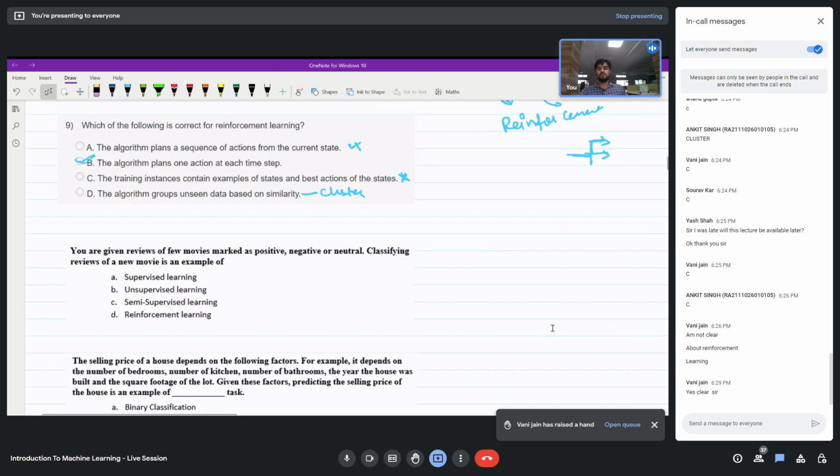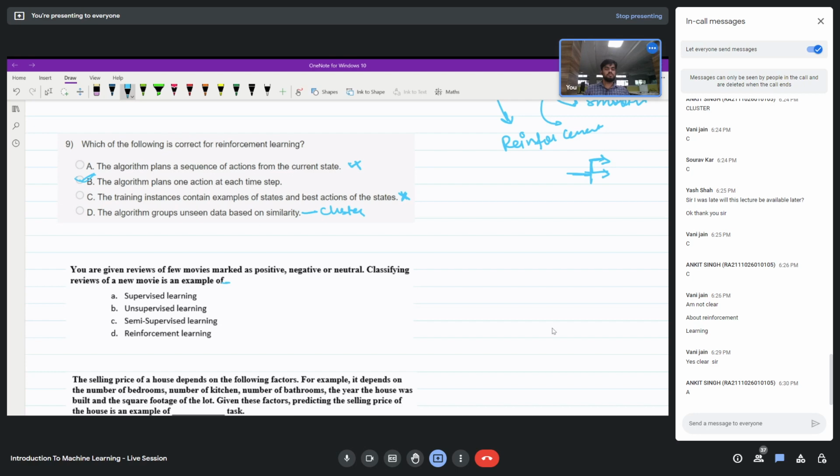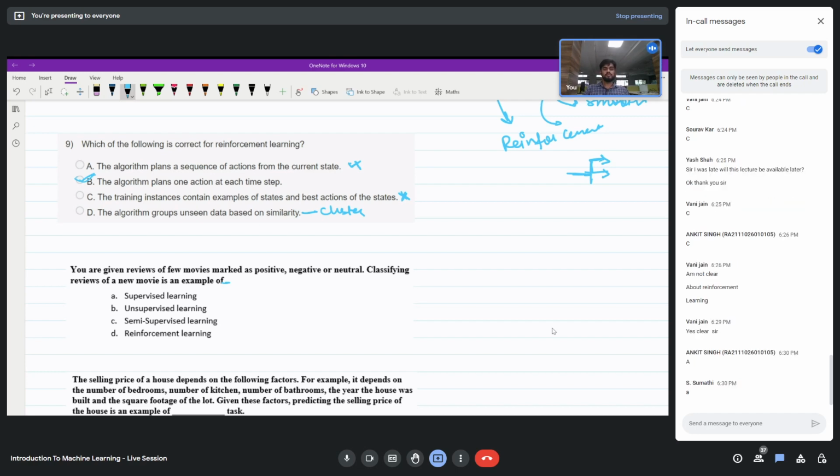Okay, I'll move ahead. So the next question is, you are given reviews of a few movies marked as positive, negative, or neutral. Classifying reviews of a new movie is an example of, I want all of you to answer this, whether it is supervised, unsupervised, semi-supervised, or reinforcement learning. Yeah, it is supervised learning, right?